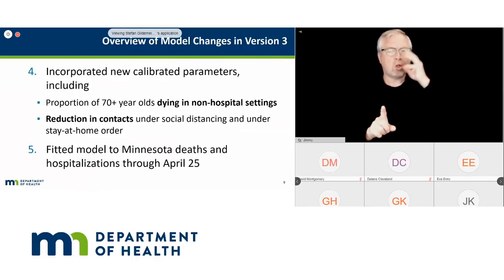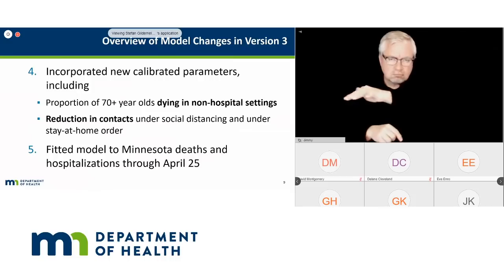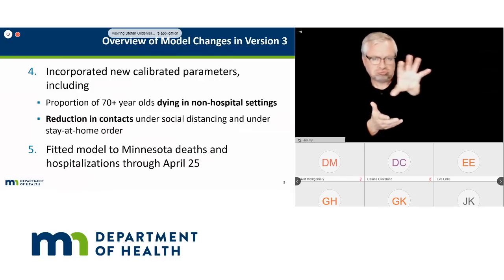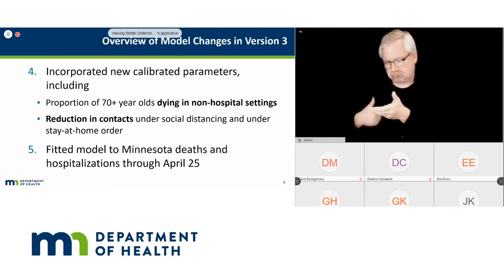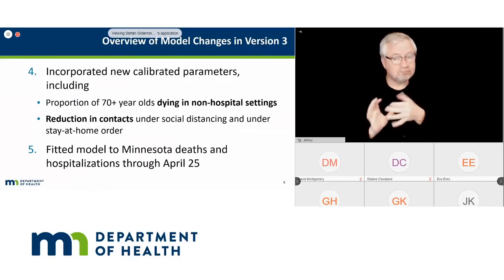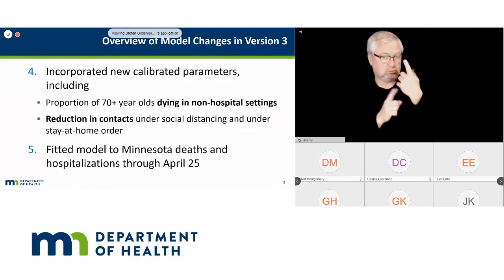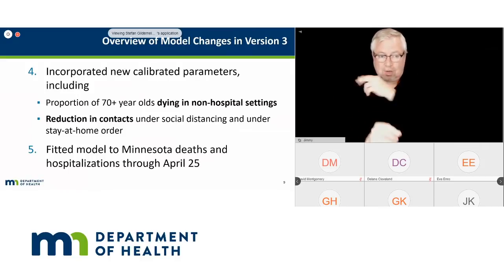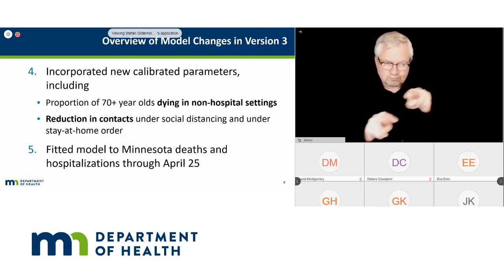still remembering that it's an abstraction of the real world in the way that we can represent it through mathematical equations. So one of those calibrations accounts for the fact that a proportion of elderly individuals 70 years or older are dying outside of hospital settings. So that's important to, again, not overestimate healthcare demand.